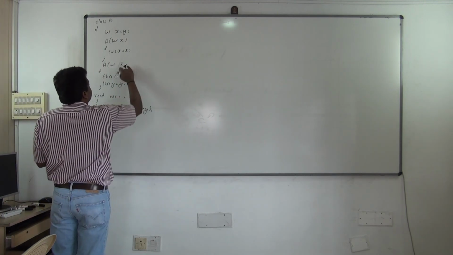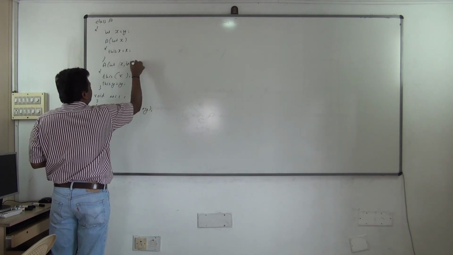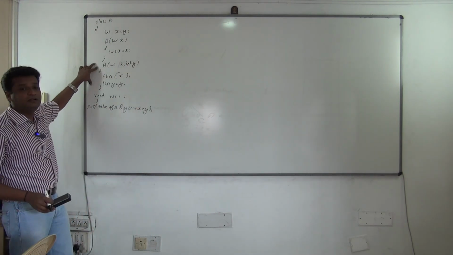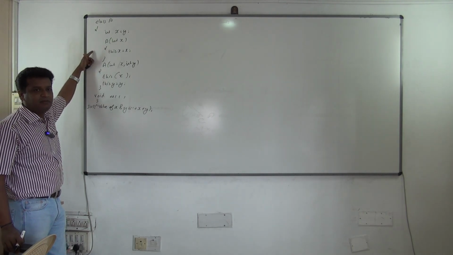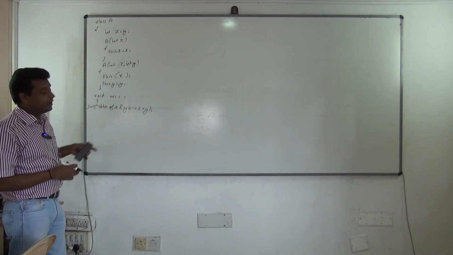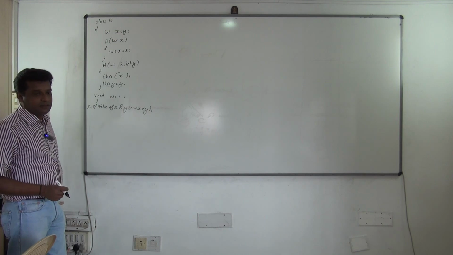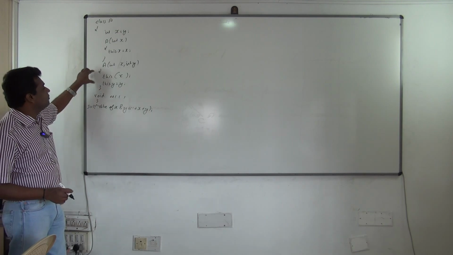Int x, int y. But what will the second constructor do? It will reuse the initialization logic of x by invoking the first constructor. And y it will initialize. Okay. So you see how we are resolving conflicts.